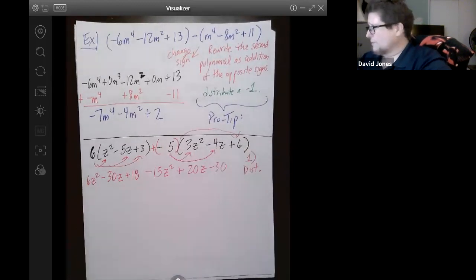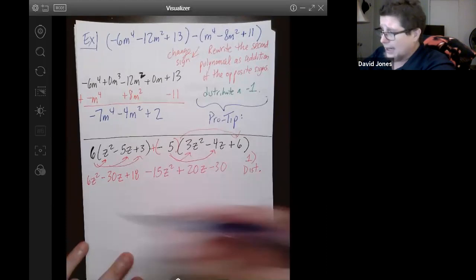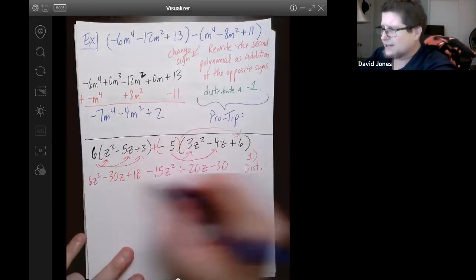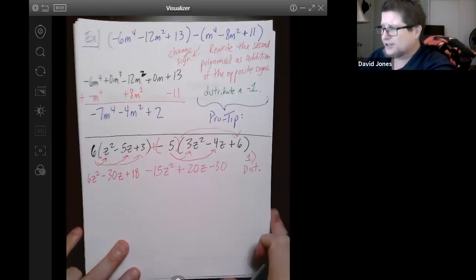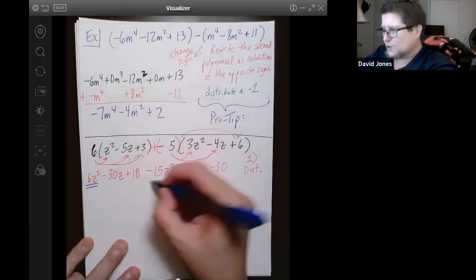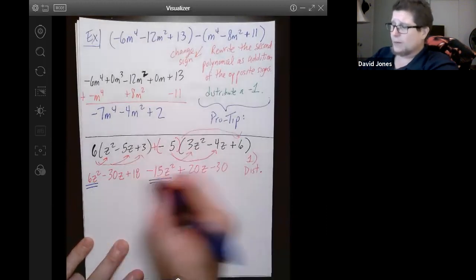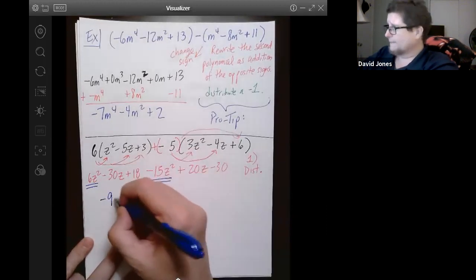I'll now just go through. What I tend to do is I underline as I use them. That way I make sure I count them all up. So I look for my highest exponent, my biggest degree, looks like a square. So I've got a 6z squared and a negative 5z squared.